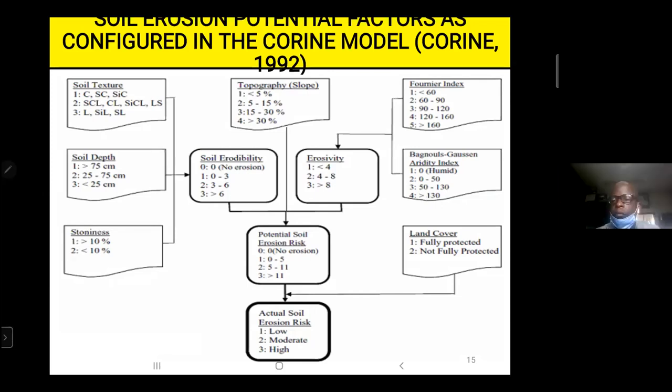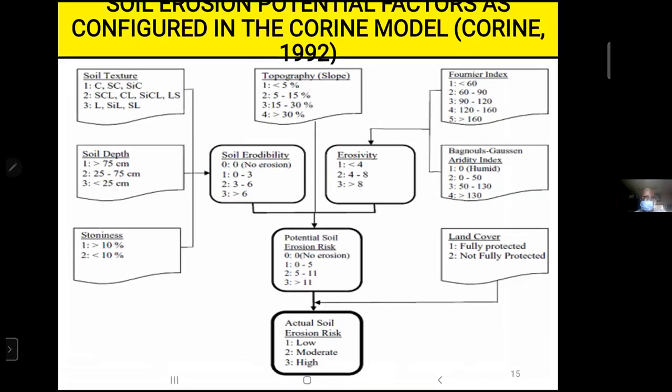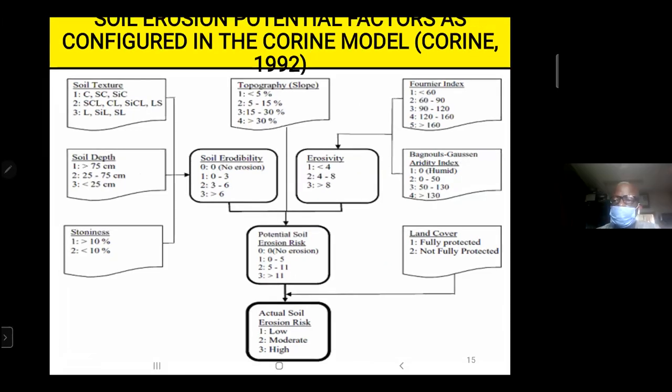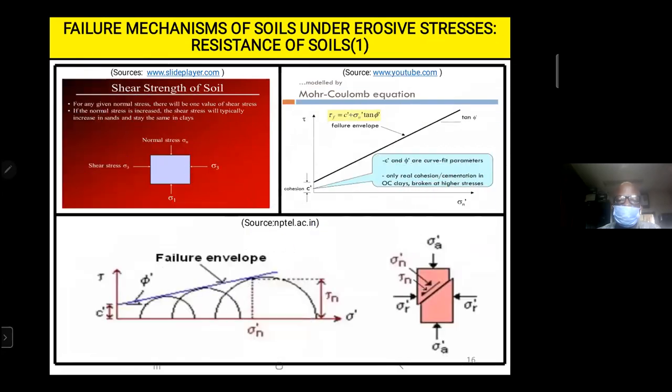Some soils are more easily detached than others. Then there is the potential soil risk. So a lot of people have developed mechanisms and models. Among them, the most popular one is that of Corrine in 1992. That includes things like stoniness, soil depth, and soil texture to develop an erodibility index. We will not get into the erodibility index today, but to look at the processes and the geotechnical options that can be undertaken to control erosion.